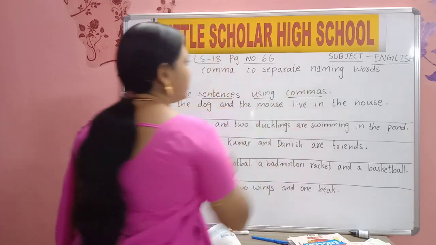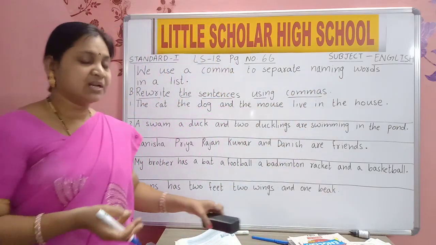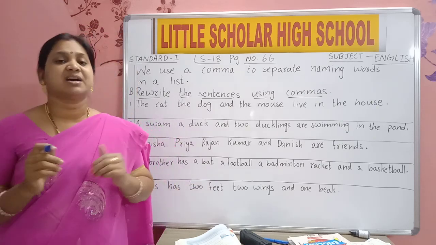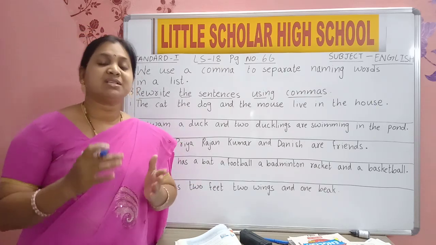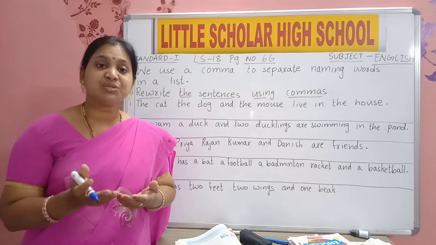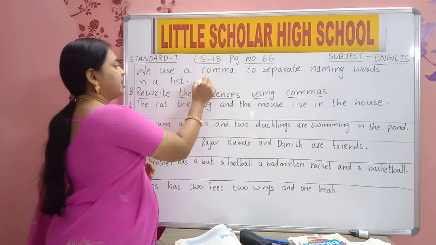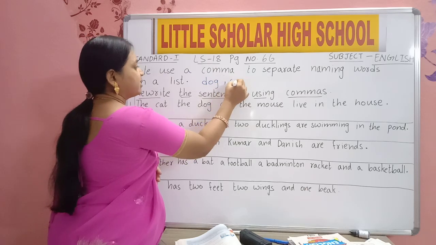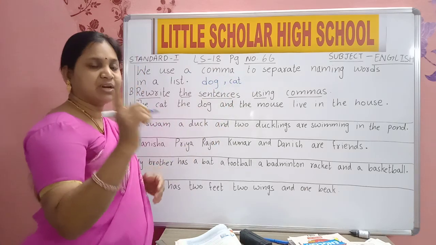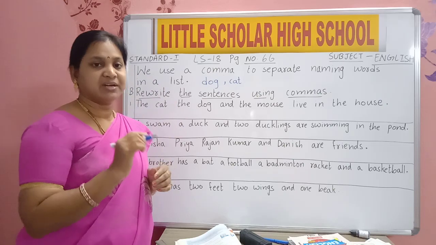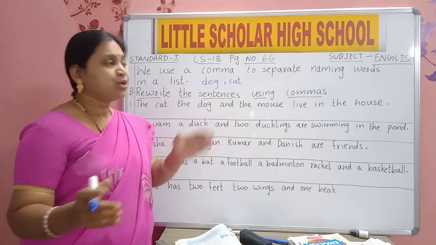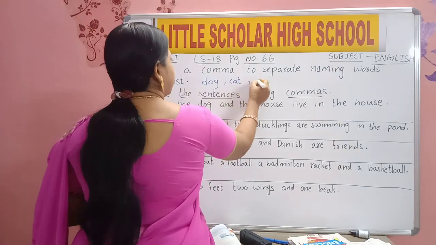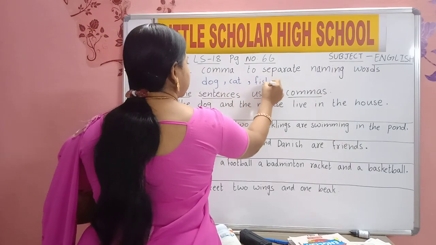What are naming words? Names of people, names of places, names of animals. Now suppose we ask, write the names of animals which you like. You will start: I like dog, comma, cat, comma. If you like only one, you will just write only one. But if you like 4 or 5, you should put commas in between and write.